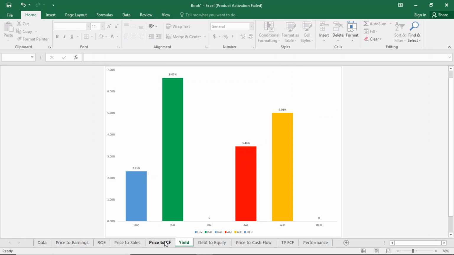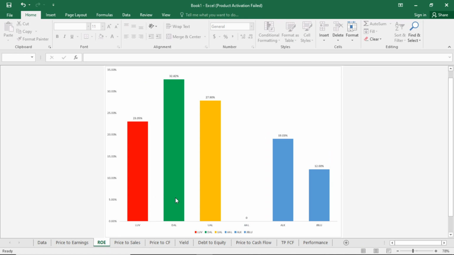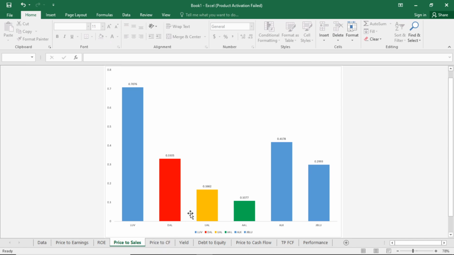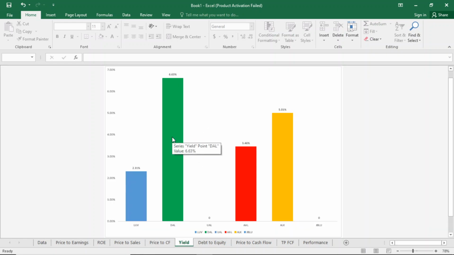So from all these metrics that we looked at, from a price to earnings ratio, Delta is in the top three. From a return on equity, Delta is number one. Price to sales, Delta is top three, and then price to cash flow, Delta is top three, and then yield is the highest on Delta.